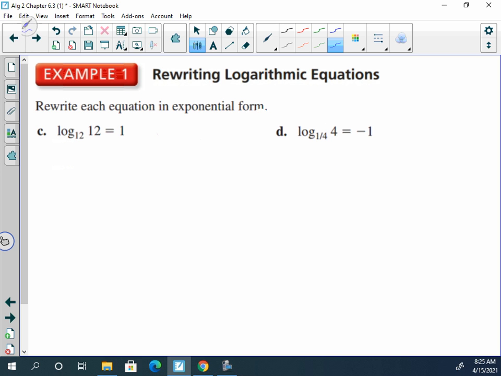So let's look at some more. Log base 12 of 12 is equal to 1. So 12 to the 1 is equal to 12. Well, anything to the first power is just the number itself, yes? So 12 to the first is still 12, so it works. What about the next one?